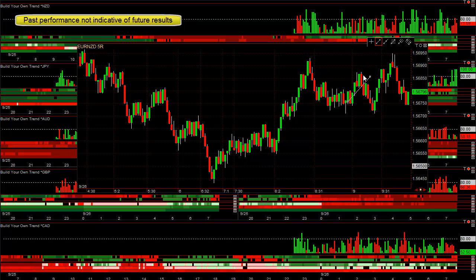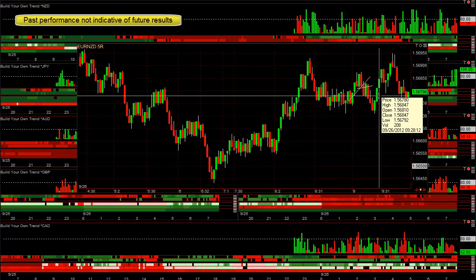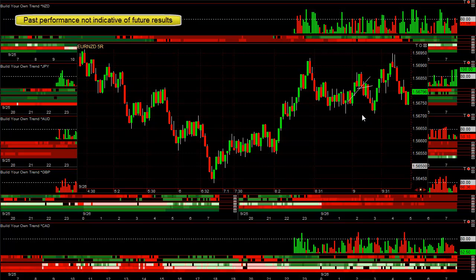Shorted again right here. Again, once you get into a trade, it goes your way, then comes against you. I tend to move my stop to break even pretty quick. It didn't break these lows. I'm going to usually exit half my trade there and maybe the other half here. So I would have a small profit. If I shorted again here, I'd have a small loss.